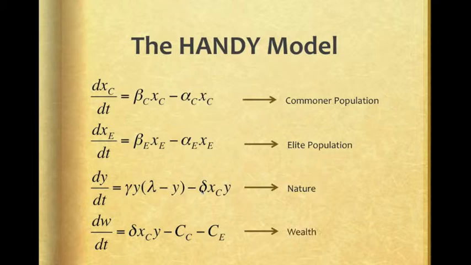And lastly, wealth. Wealth is produced by the consumption of nature. So these two terms are equivalent. And then wealth is consumed by the commoners here and by the elites. And what I will do next is take a look at each of these terms individually.